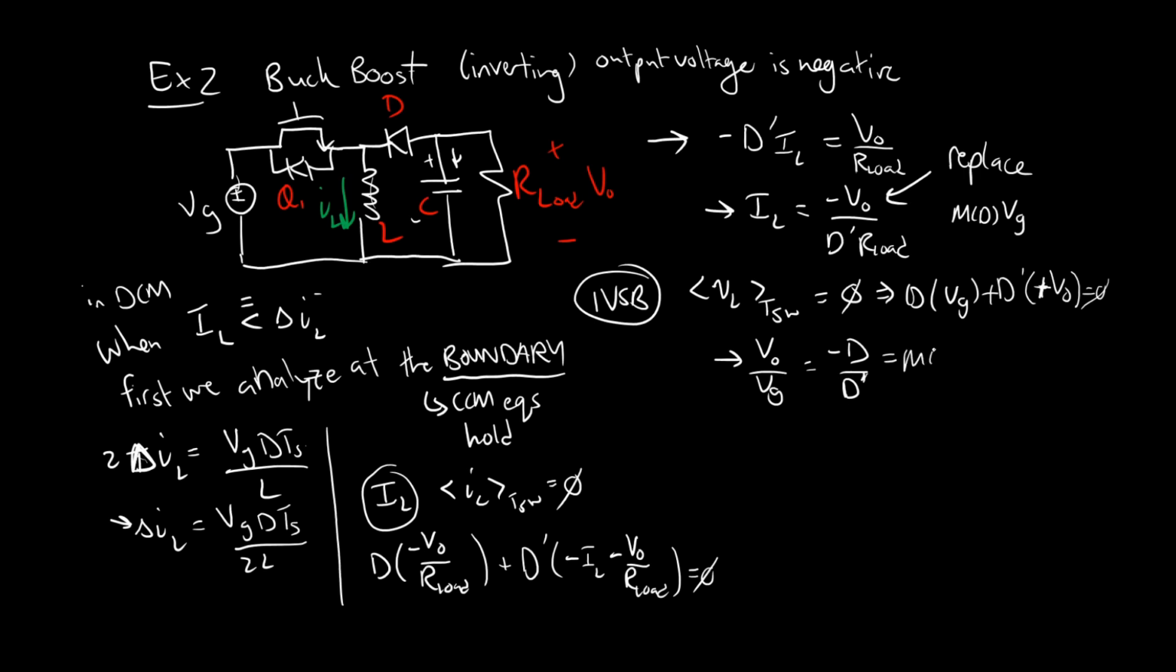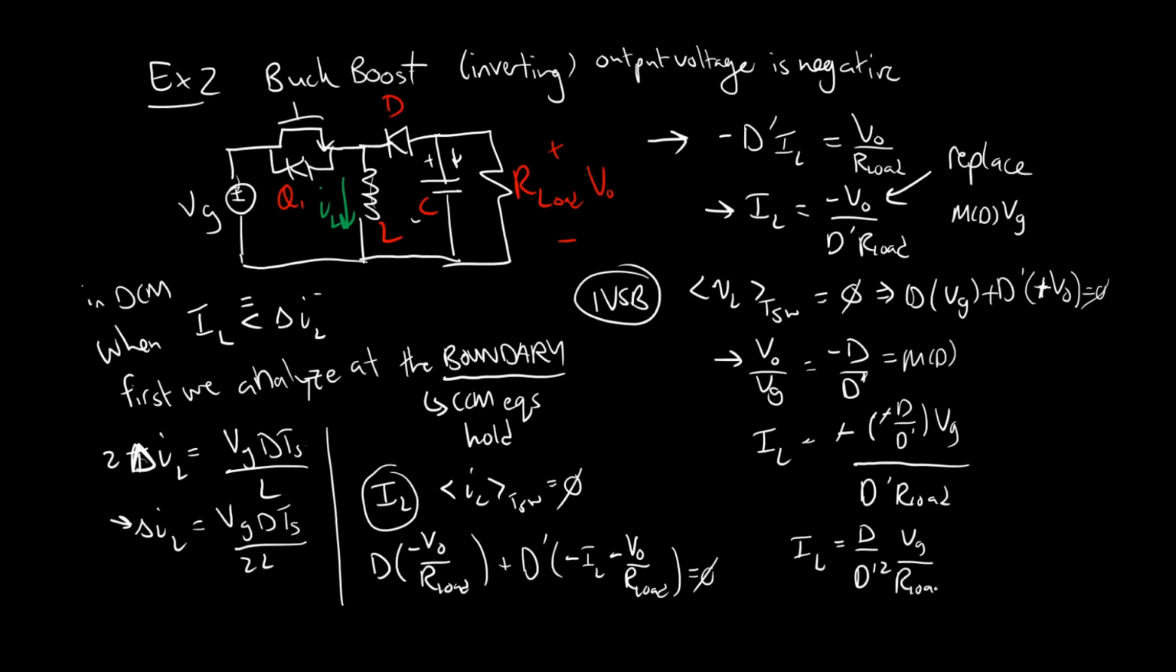This is M of D, which means we can sub it back into here. So we have IL is equal to minus, well, M of D, which is minus D over D prime, VG over D prime R load. Great, so these minuses cancel, right? You can see the inversion happening in this conversion ratio. Turns out the minuses cancel, and then we get IL is equal to D over D prime squared, VG over R load. Great, great.